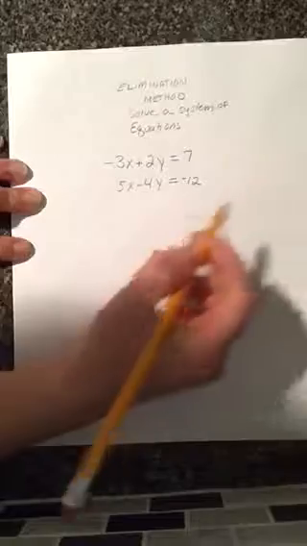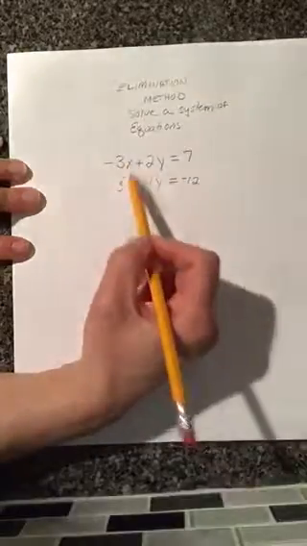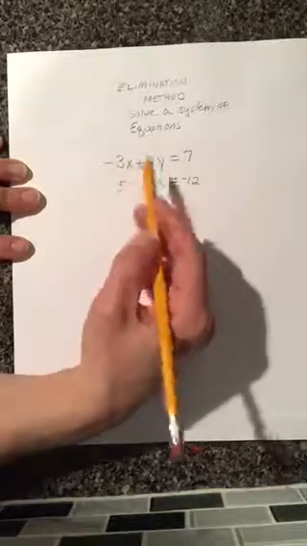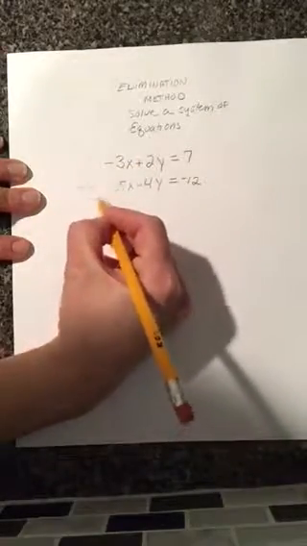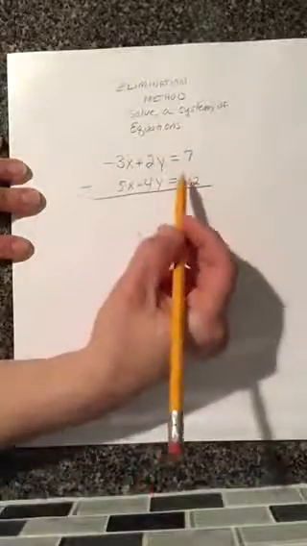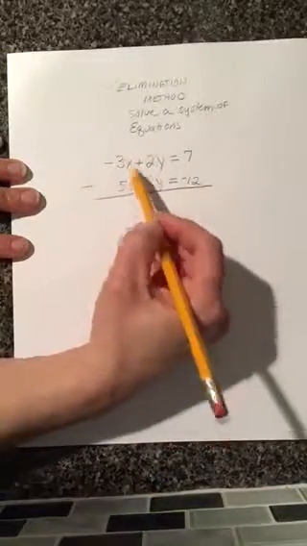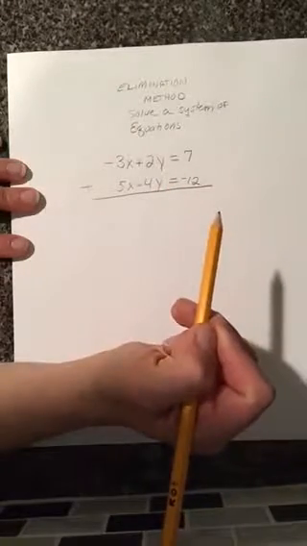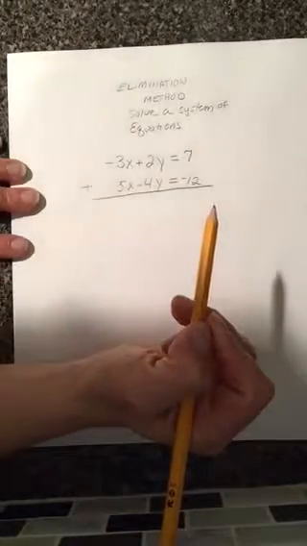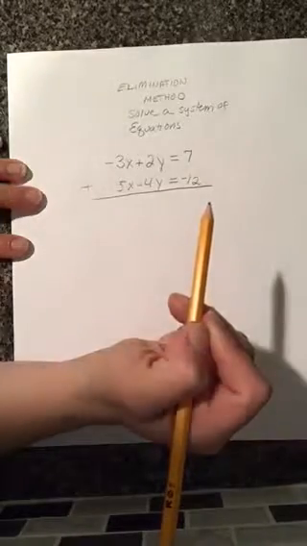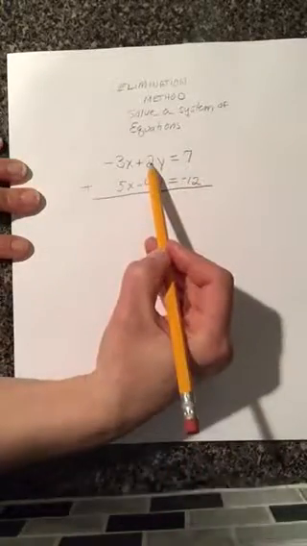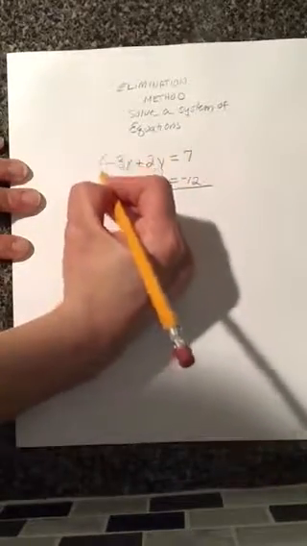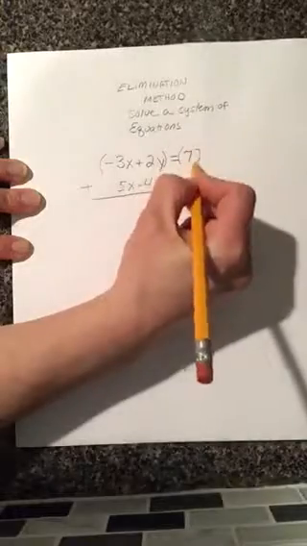Now the first thing we're going to do, because we do not have two x values that would result in a 0 if we were to add them together, because what I'm trying to do is add the two equations together so that I can cancel out either an x value or a y value. So I'm going to multiply the first equation, both sides, by 2.